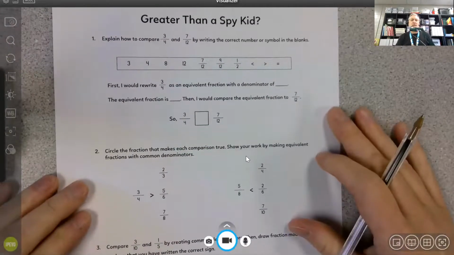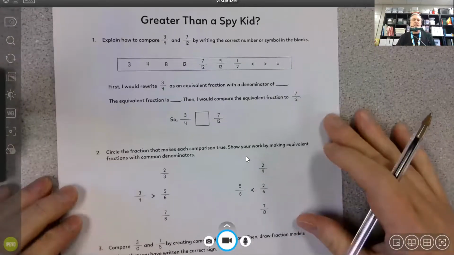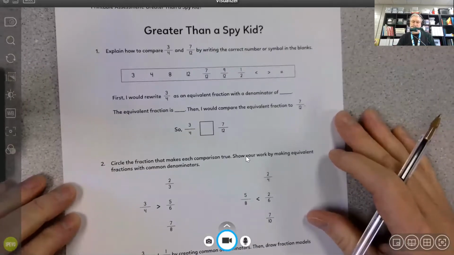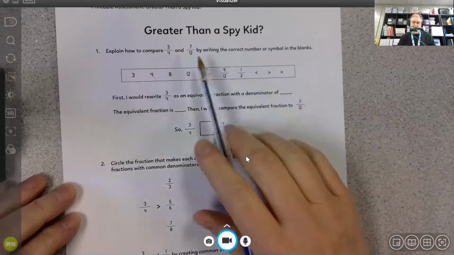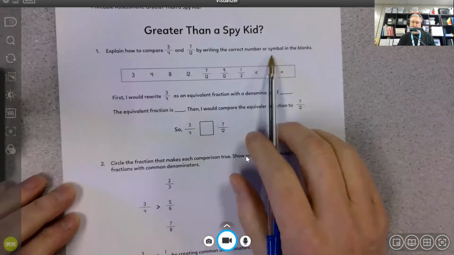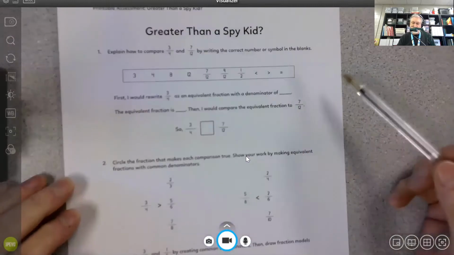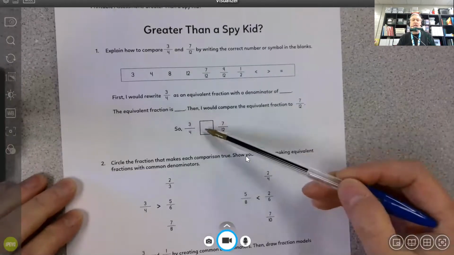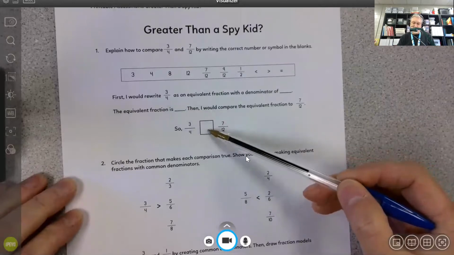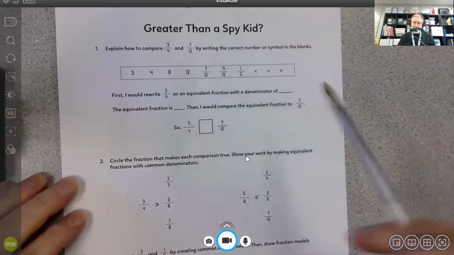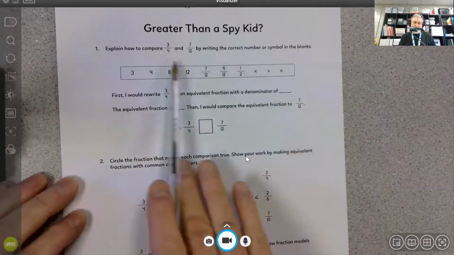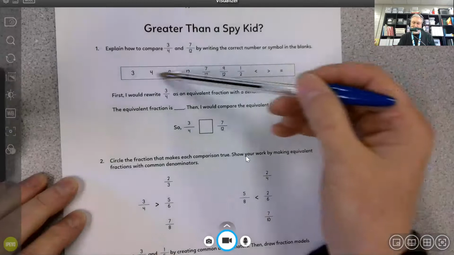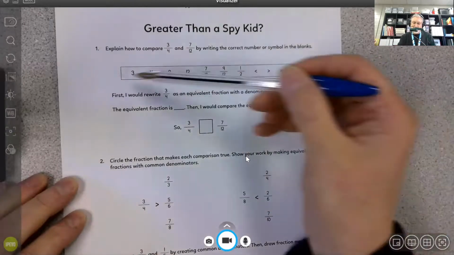All right, it's called Greater Than a Spy Kid. The first question says, explain how to compare 3/4 and 7/12 by writing the correct number or symbol in the blanks. So you have a blank here, and then you are to write a symbol in this little square. Your bank that you can get your answers from is right here, okay?